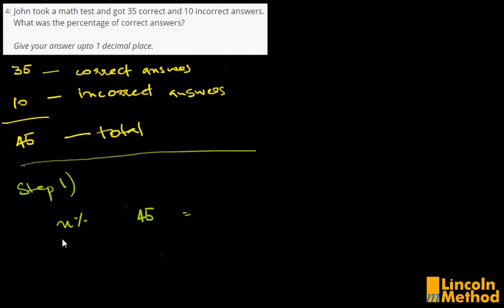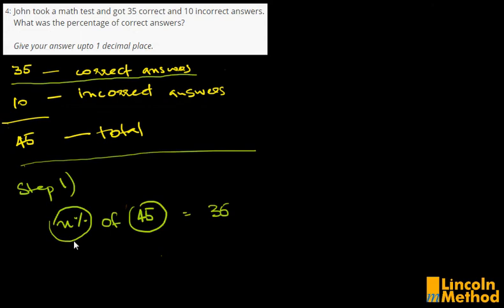Now, X% of 45, which means if we multiply the percentage of correct answers by the total number of questions on the test, what we get is 35. This is what is told to us. 35 is the number of correct answers that John had on his test. So if we multiply 45 by X%, what we get is 35.